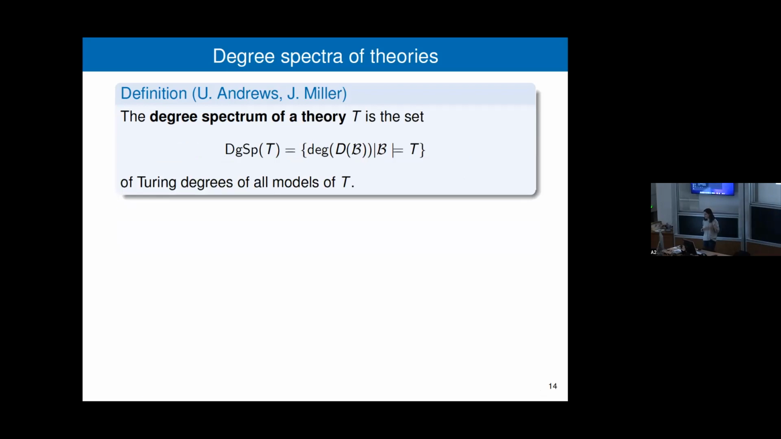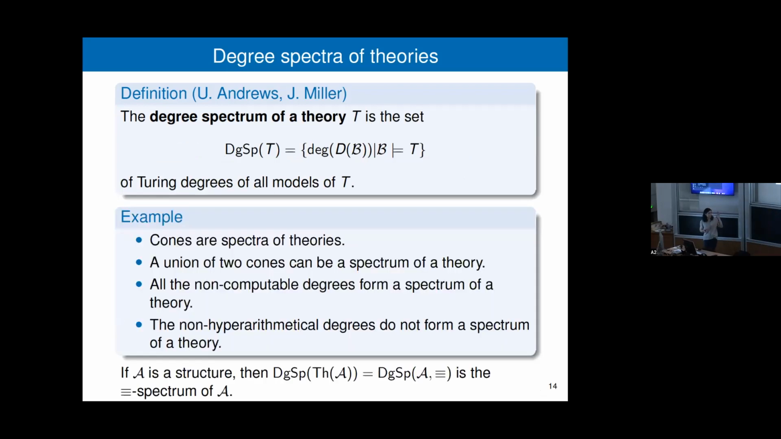When we consider elementary equivalence instead of isomorphism, we basically get the notion of the degree spectrum of the theory of a structure, as defined by Uri Andrews and Joseph Miller. Here I also list some examples that show that there are degree spectra of structures that are not degree spectra of theories, and vice versa, degree spectra of theories that are not degree spectra of structures.